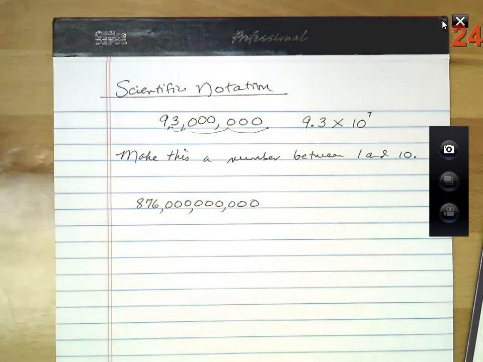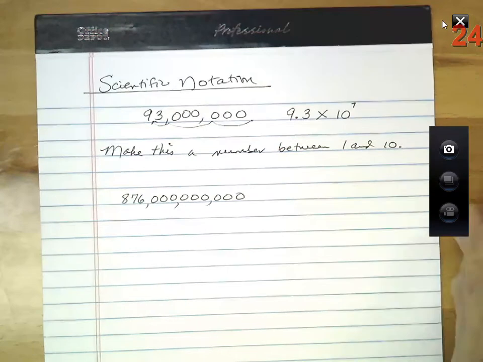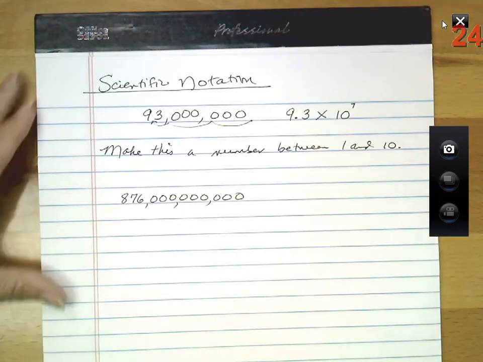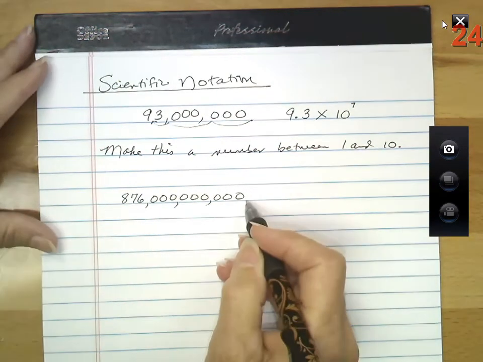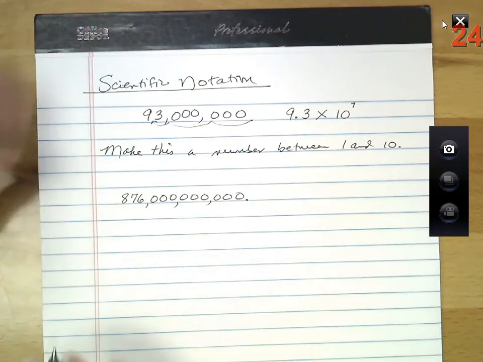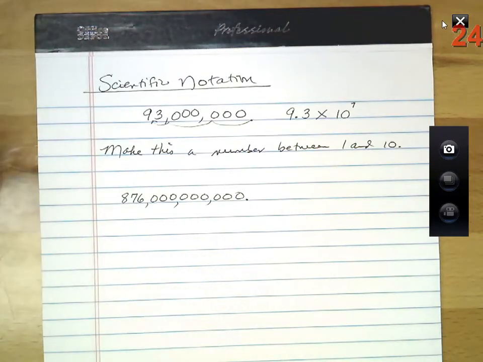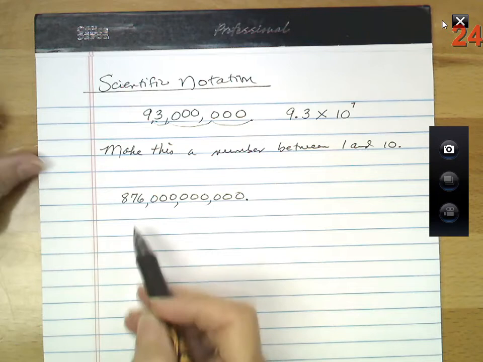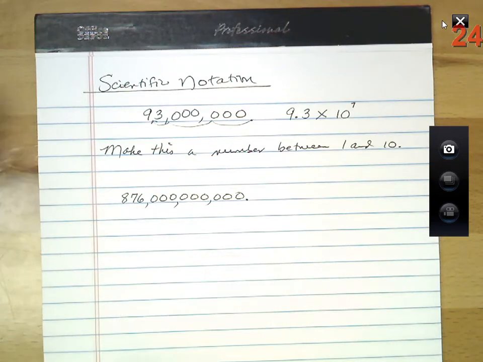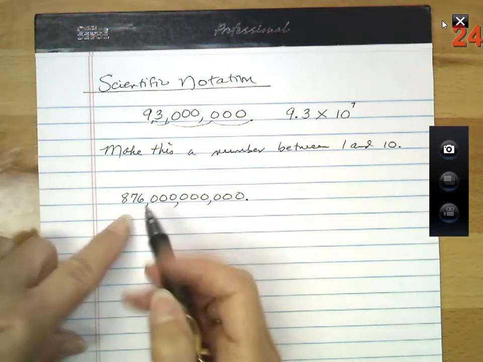Okay, we have that number right there, and we want to write it in scientific notation. So we're going to take the decimal, which is right here. Where are we going to put it? In between which two numbers over here? Between the 8 and the 7? Good, in between the 8 and the 7.